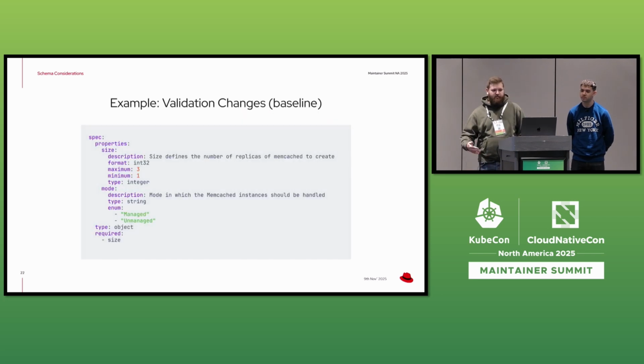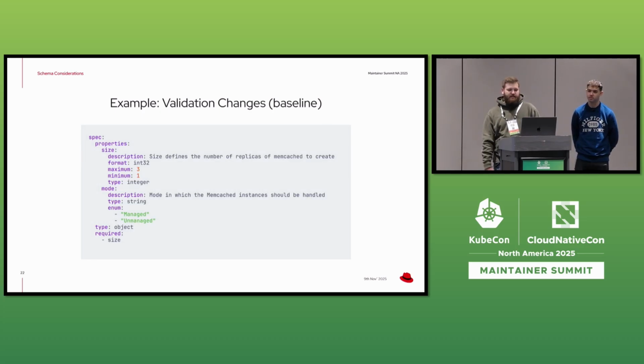So we're going to look at a couple examples here. We're going to start with just a couple spec properties, based off of a CRD. So we can see here we've got size that defines some number of replicas. It's got a maximum of 3, minimum of 1. We have a mode where it's an enum that can be managed or unmanaged, and we have size marked as required. So this is like setting our baseline.